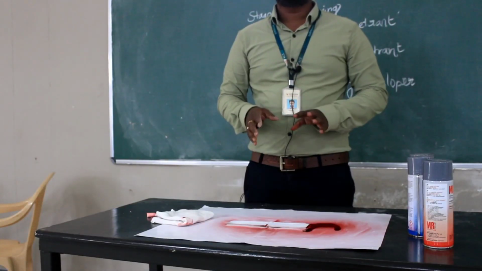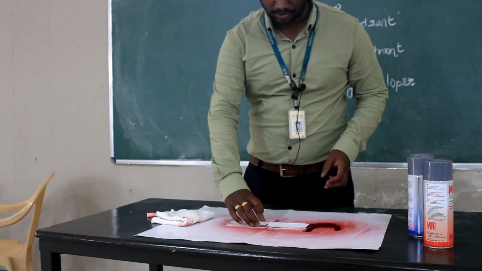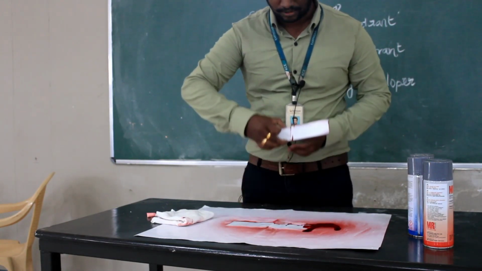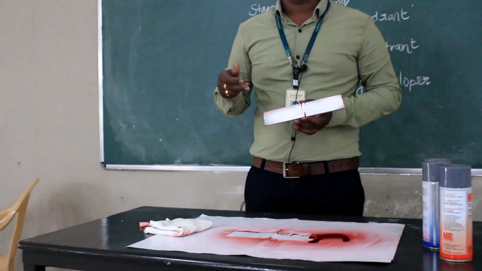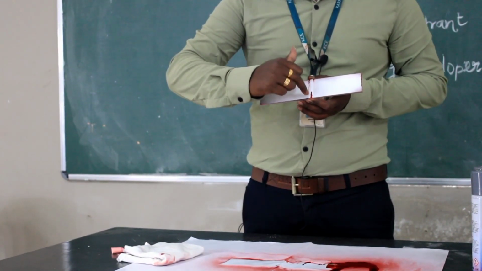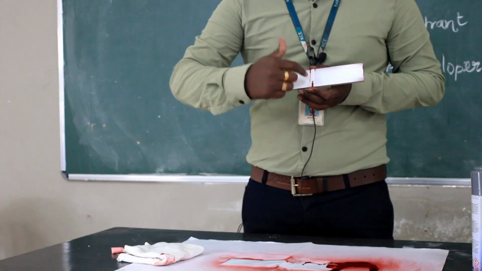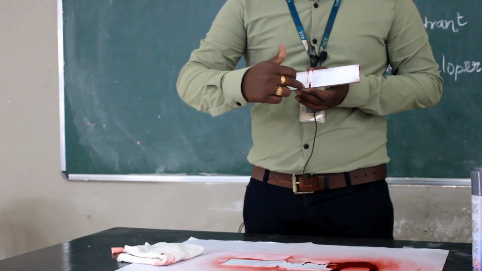Now the dwell period for the developer is completed, so we have taken the sample for observing the cracks. I am taking the sample in my hand. We can observe what kind of cracks are present in the welded sample. We can see there is a crack on the weld bead. This crack is called a crater crack.